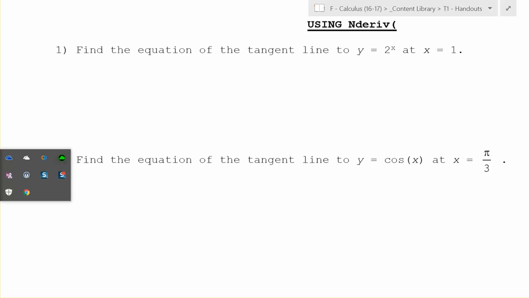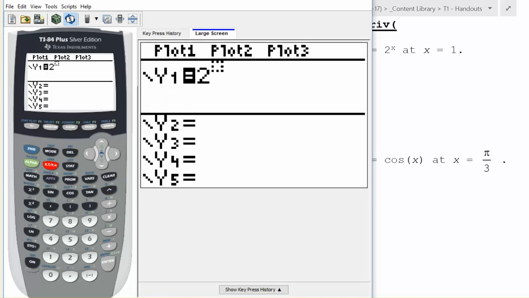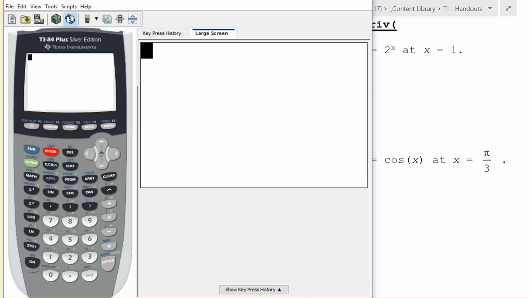So everybody, stand up, and type 2 to the x as our function. Now your calculator might express this a little differently. The typing might work a little differently. You might have a caret sign instead. So we're going to have to work through that, but it's functionally the same. So that function is now y1.